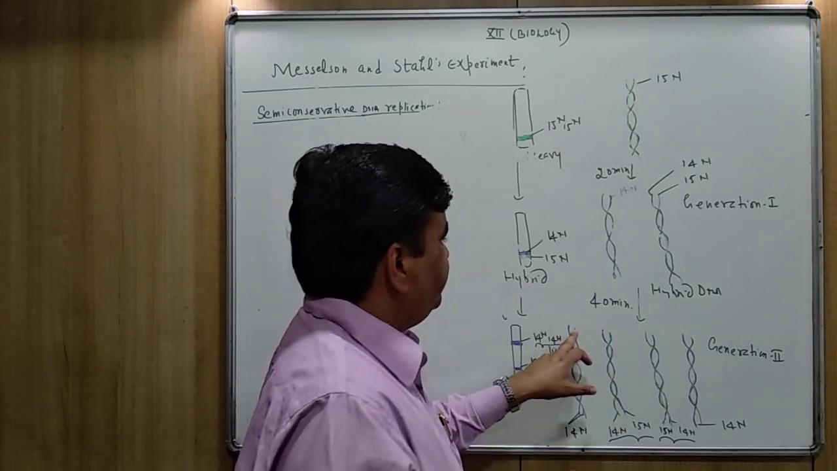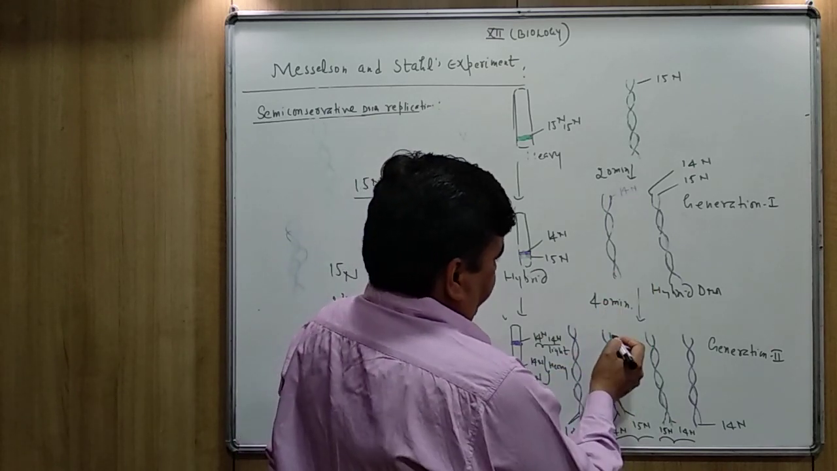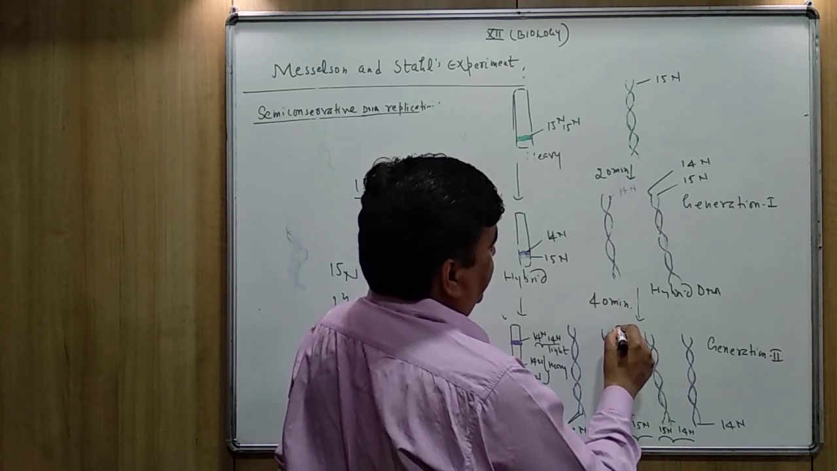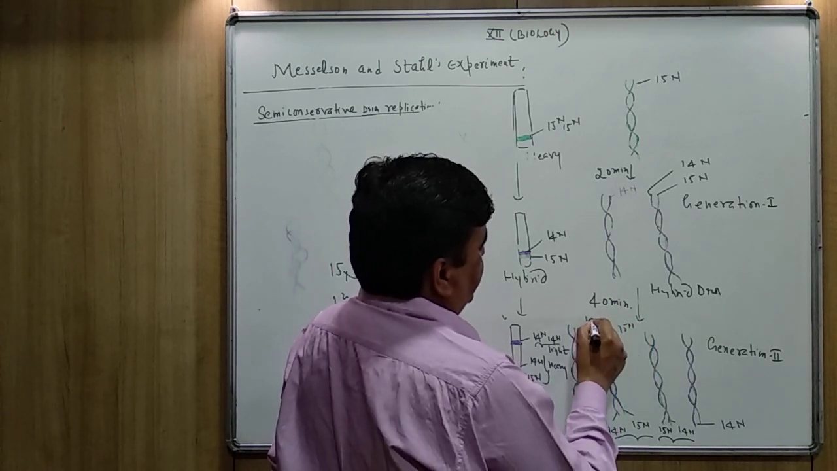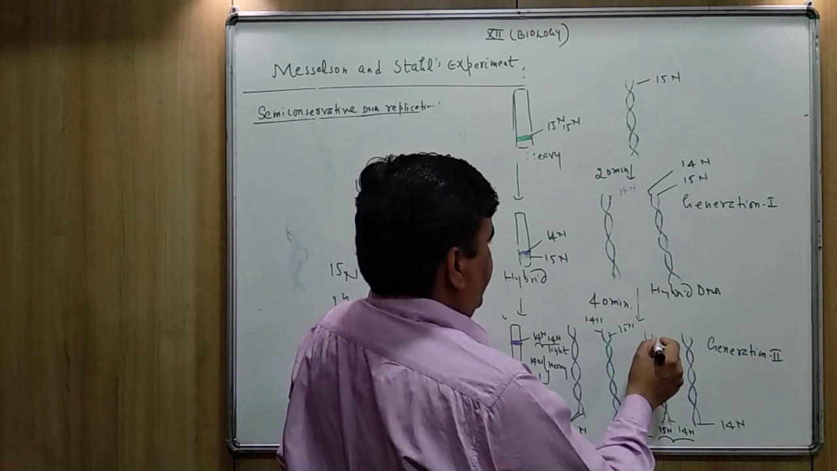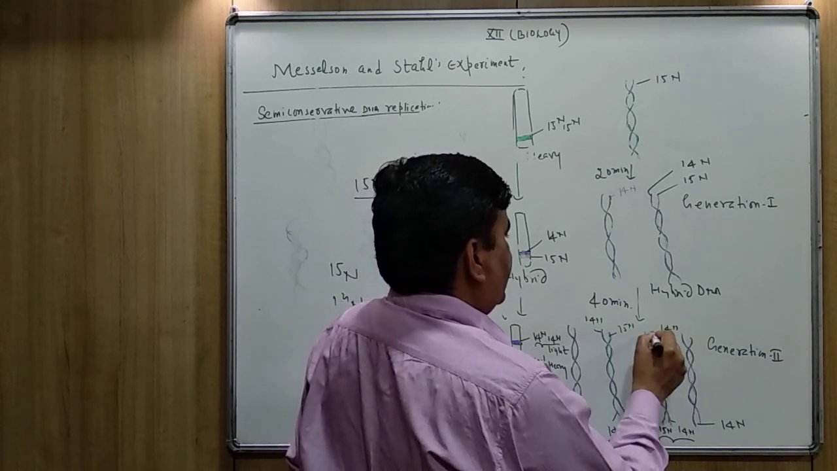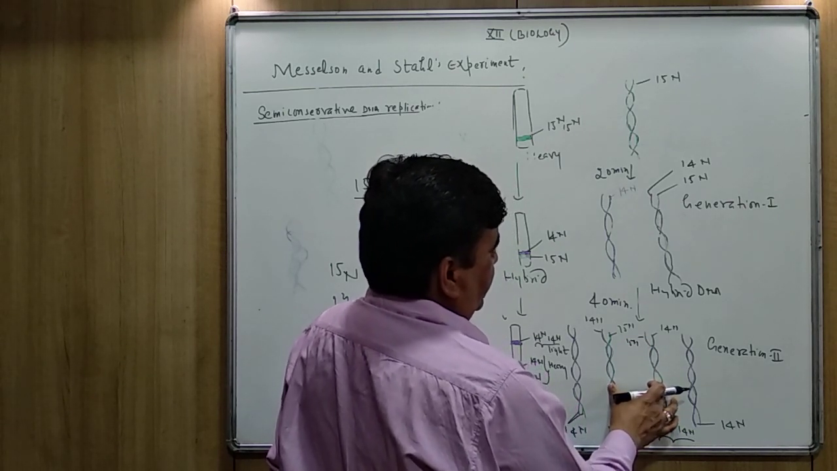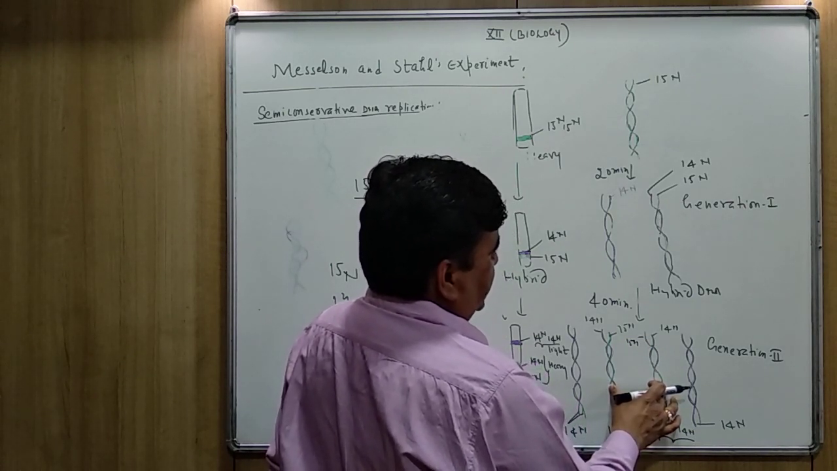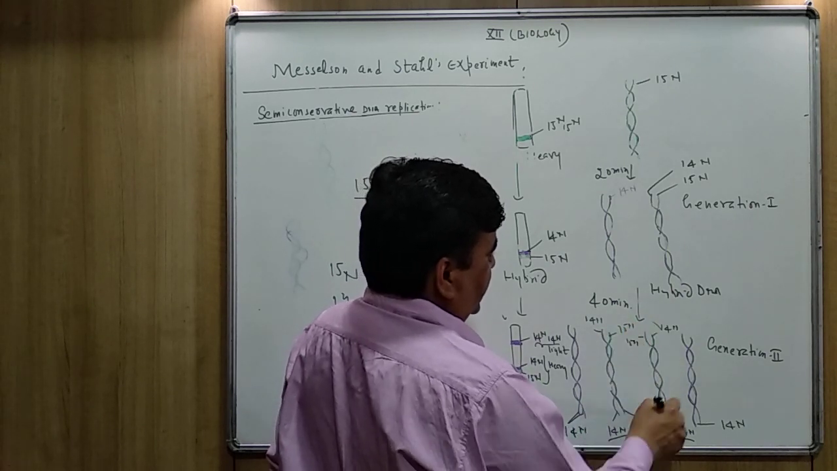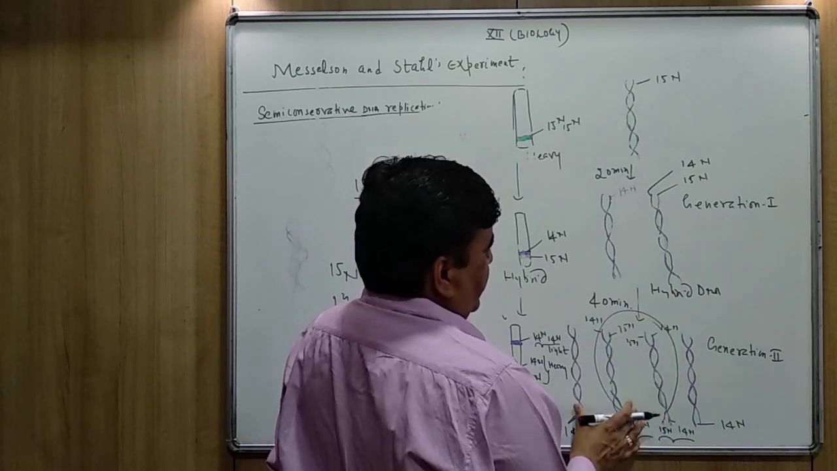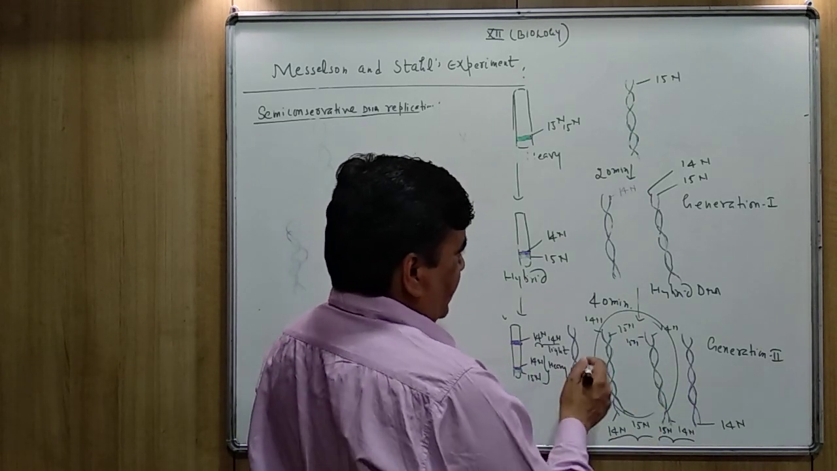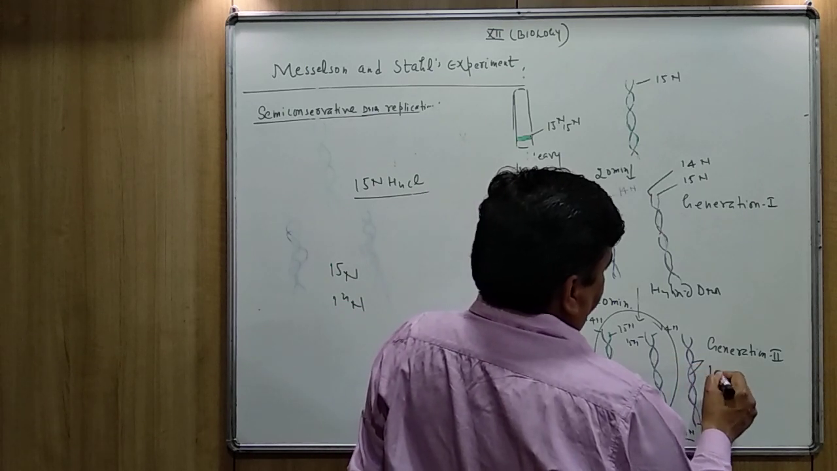You can see here, this one is the old strand containing 15N, this is for 14N, again this one is for 14N, and this one is the 15N. So overall, the 50% DNA molecules which are synthesized in the second generation are hybrid. This one is the hybrid, and the remaining 50% are lighter, containing what kind of isotope? 14N.